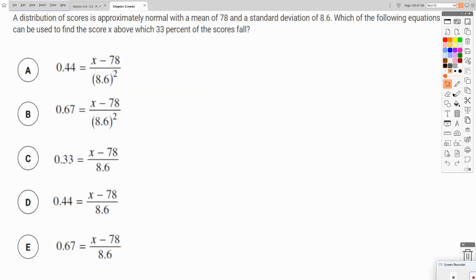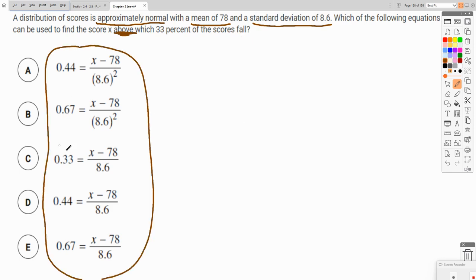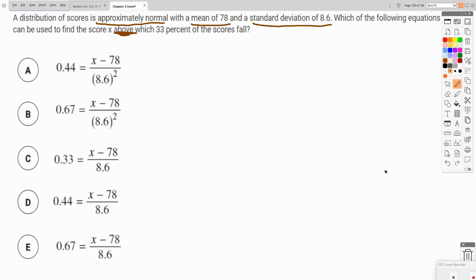Next multiple choice question. A distribution of scores is approximately normal with a mean of 78 and a standard deviation of 8.6. Which of the following equations can be used to find the score x above which 33% of the scores fall? Whenever I look at these answer options, they look familiar, kind of like z-scores.